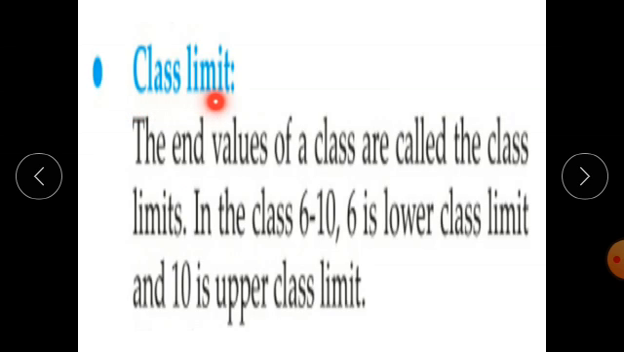Next is class limit. What is a class limit? The end values of a class are called the class limits. In the class 6 to 10, 6 is called the lower class limit and 10 is the upper class limit.